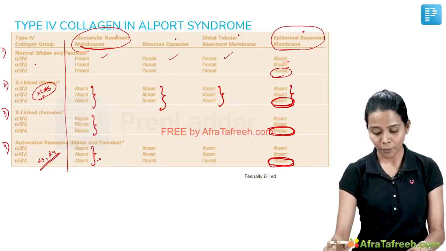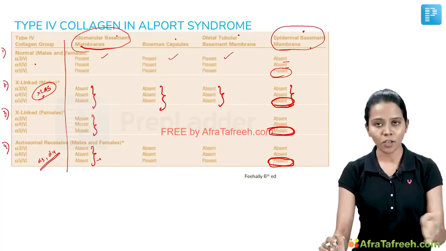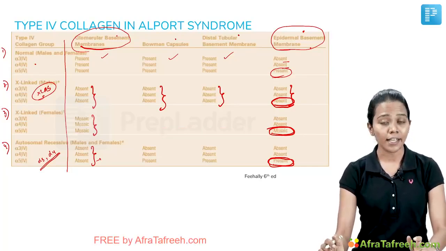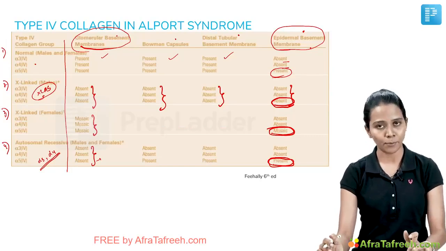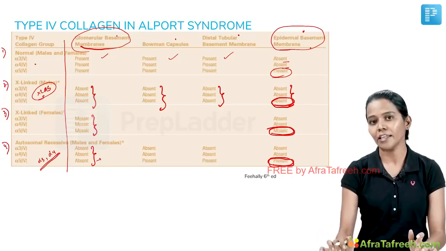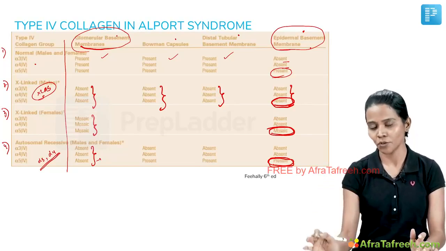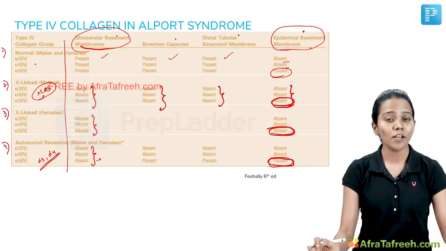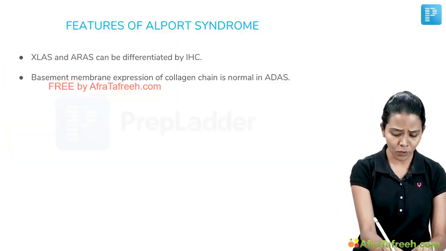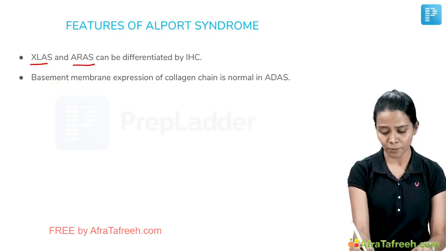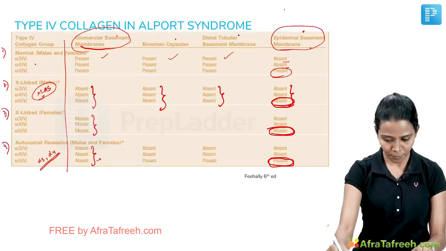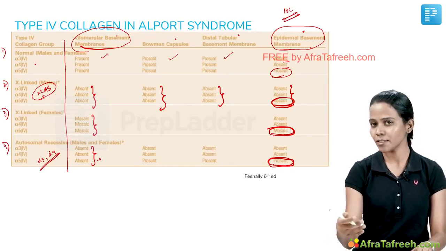So, this is important because by immunohistochemistry you can stain these chains, and immunohistochemistry can be used to differentiate between X-linked Alport syndrome and autosomal recessive Alport syndrome, because here in skin biopsy you are going to stain and find alpha 5 chain in case of autosomal recessive Alport syndrome, but you will not find that chain in case of X-linked Alport syndrome. So, this is why this table is important. Now, like I told, X-linked Alport syndrome and autosomal recessive Alport syndrome can be differentiated by immunohistochemistry, because this is nothing but immunohistochemistry. So, staining will clearly tell us which is what.